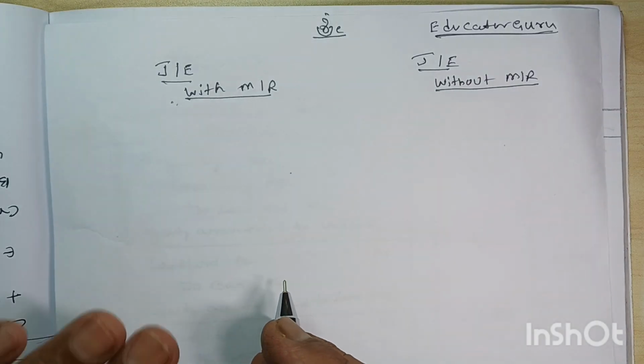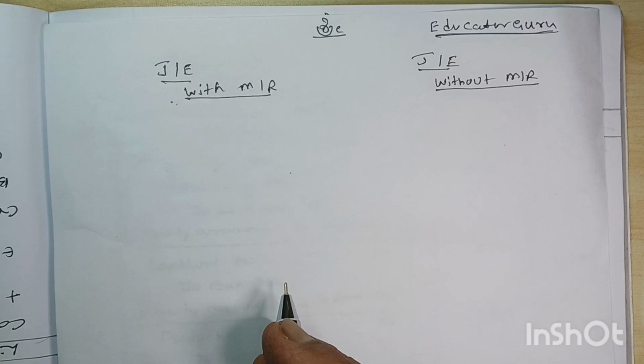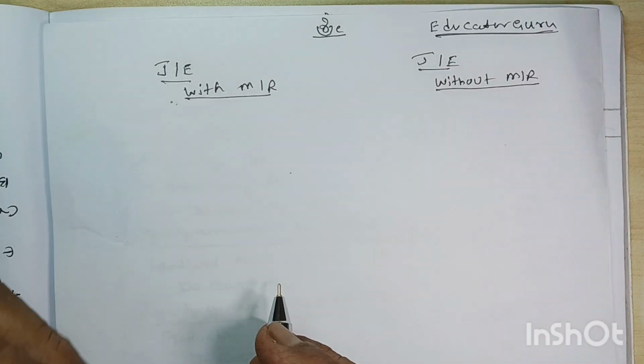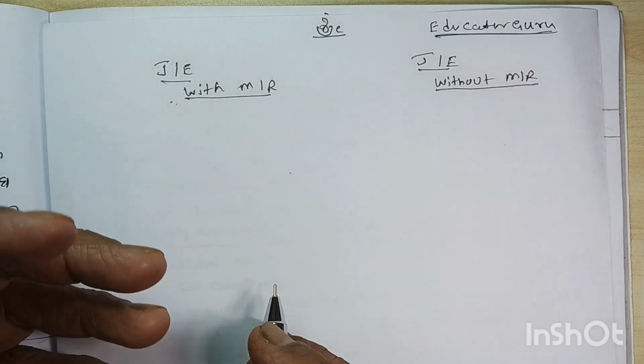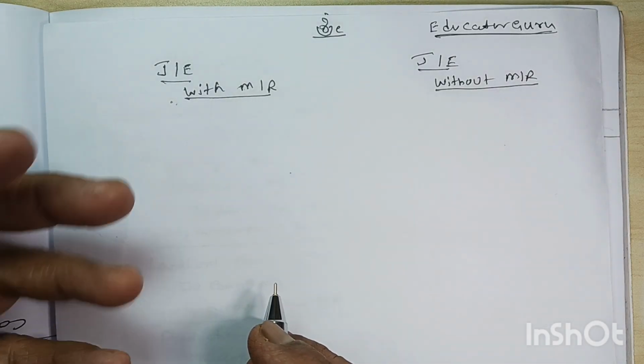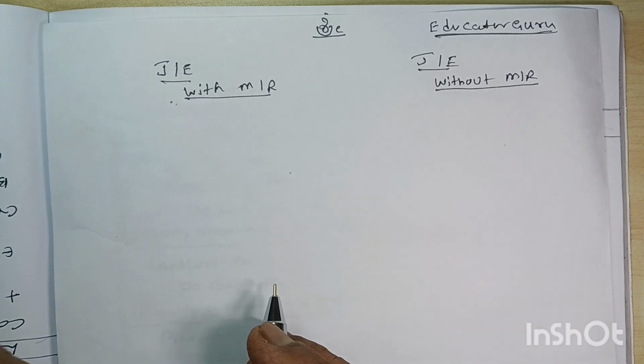Dear students, welcome back to Educator YouTube channel, and I am continuing with royalty accounts part 2. In part 1 I explained how to prepare the analysis table and the theory and everything.